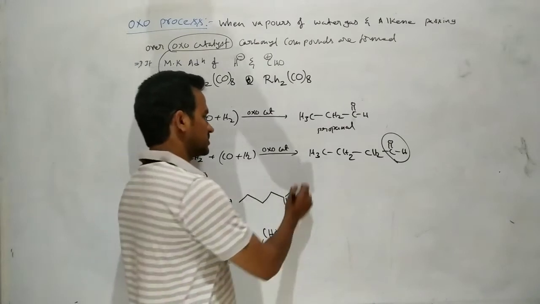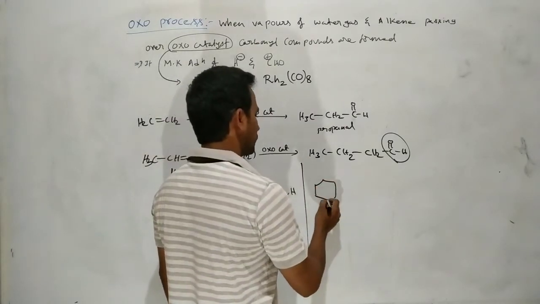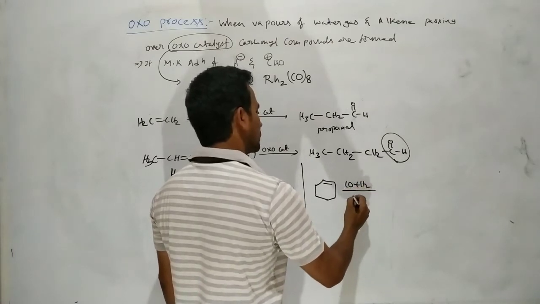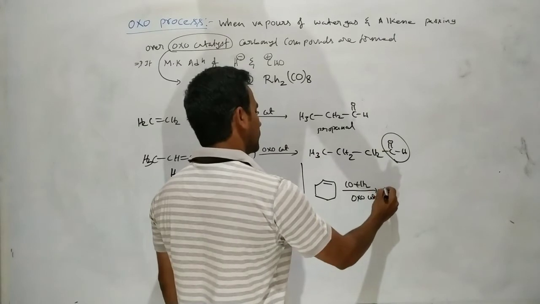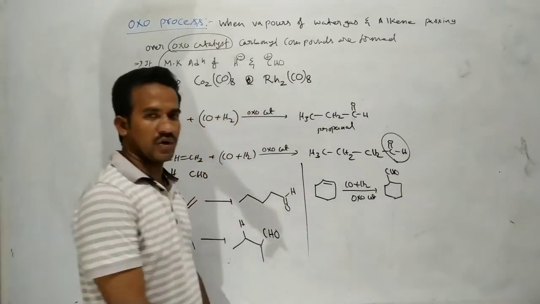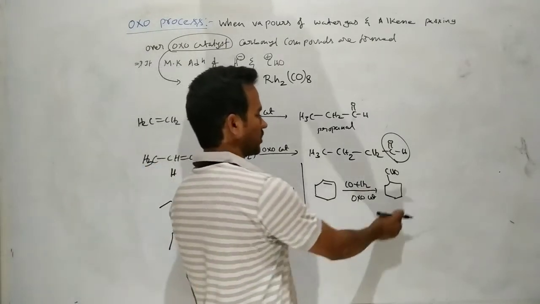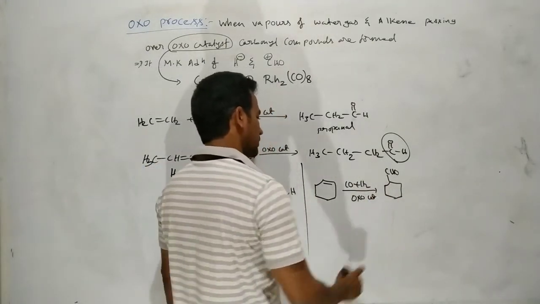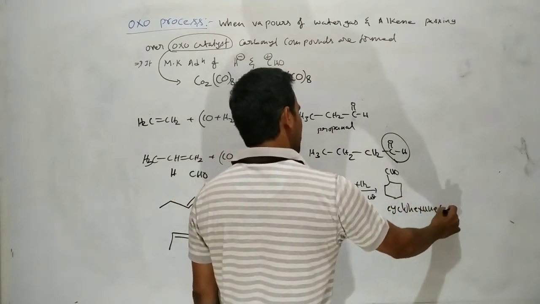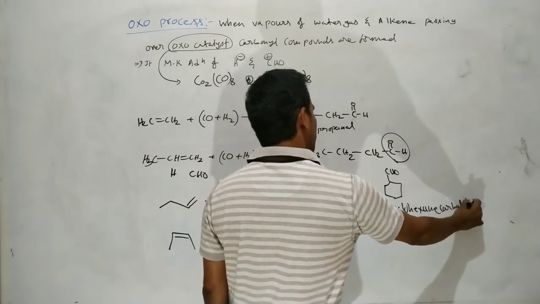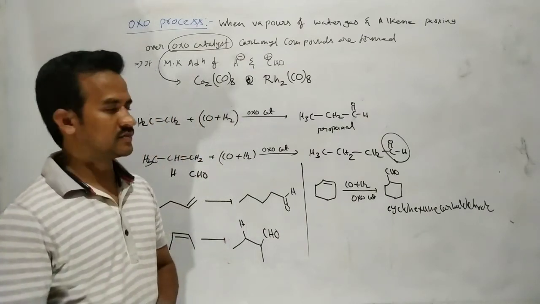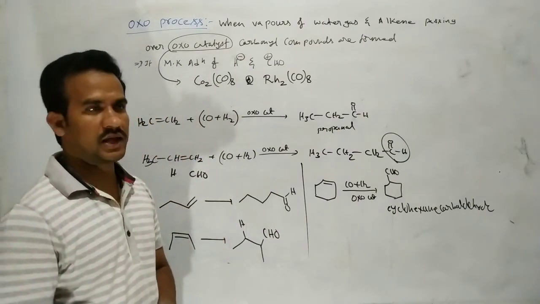Suppose I take cyclohexene with CO and H2 and the oxo catalyst. It is the addition of CHO and hydrogen, so cyclohexane carbaldehyde is the compound. When the terminal functional group is directly attached to a cyclic ring, there is a different suffix, carbaldehyde: cycloalkane carbaldehyde.